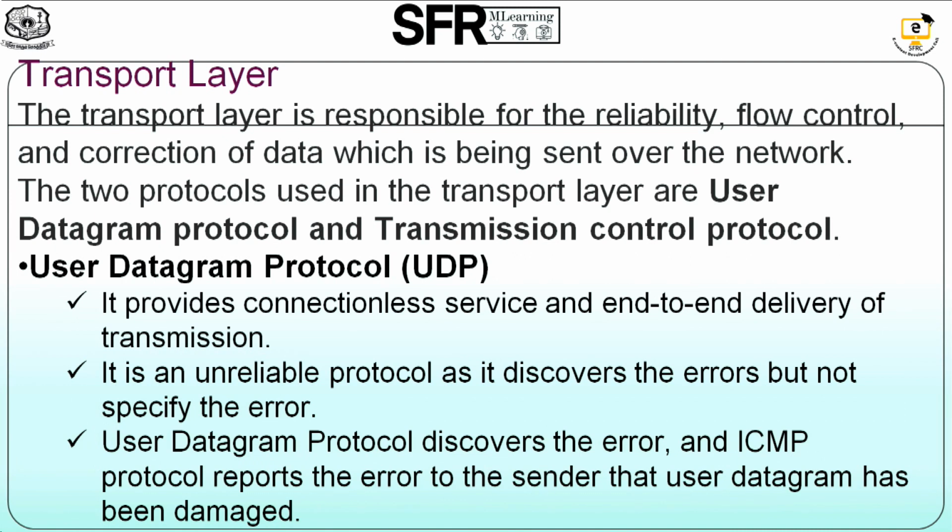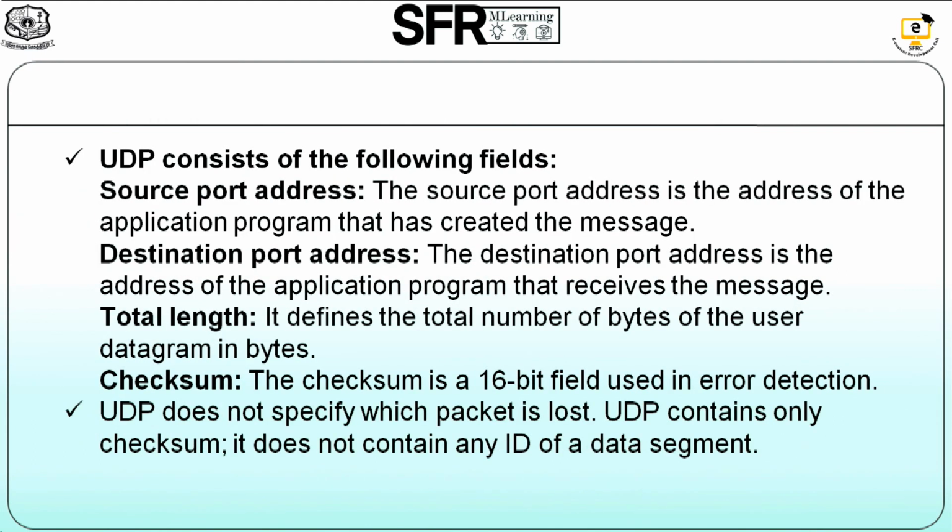It provides connectionless service and end-to-end delivery of transmission. It is an unreliable protocol as it discovers errors but does not specify them. User Datagram Protocol discovers errors and the ICMP protocol reports the errors to the sender, saying that the user datagram has been damaged.